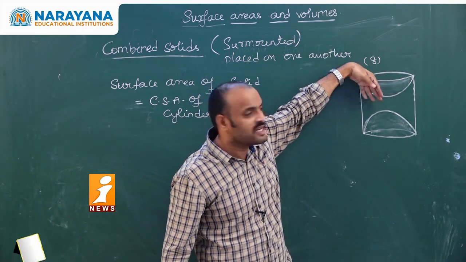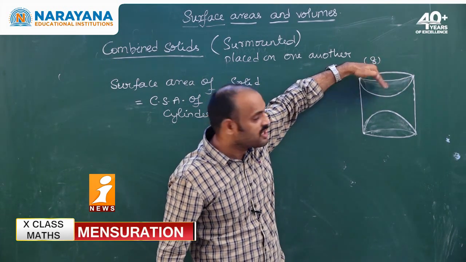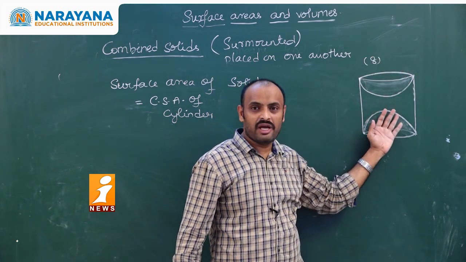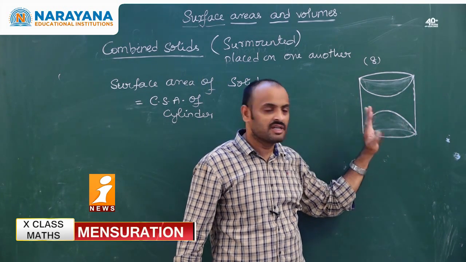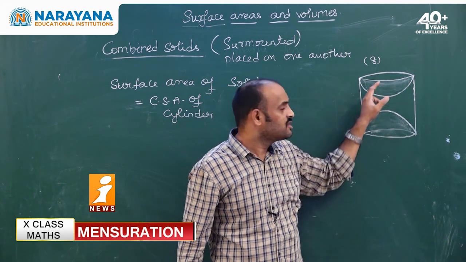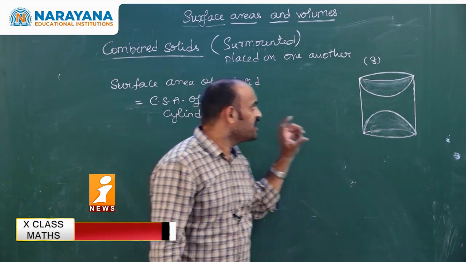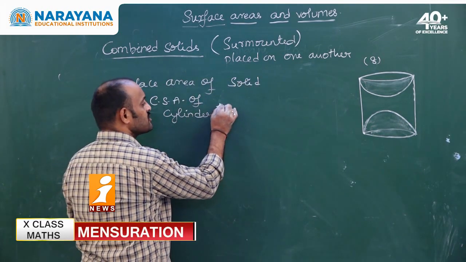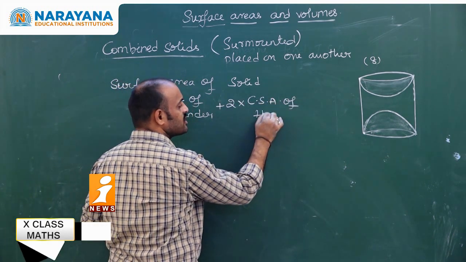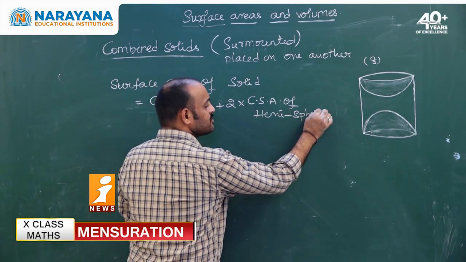If I place my hand inside, I can feel the curved surface of the hemisphere. Therefore, it is the CSA of the hemisphere. In the same way, if I keep my hand inside the bottom part of the cylinder, I can feel the curved part of the hemisphere here also. That means two curved parts of hemispheres are present here, and we need to add them. So 2 times the CSA of hemisphere. The reason is, whenever there is a surface, that surface should be added.